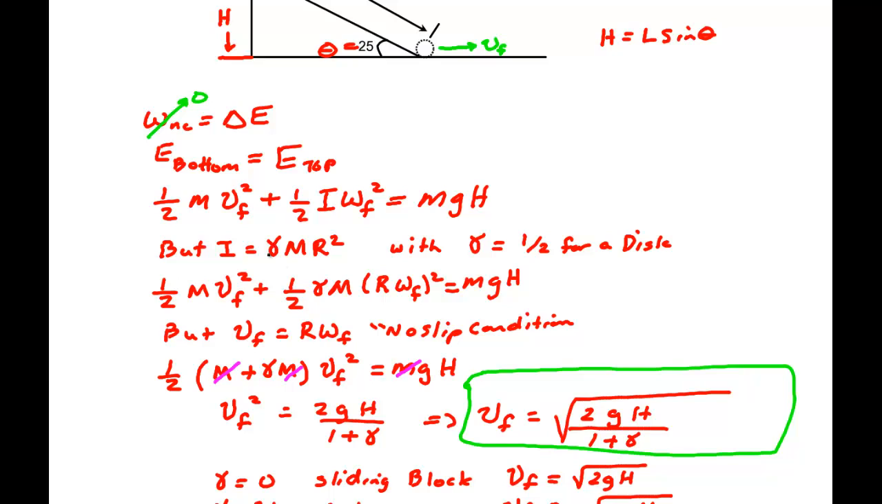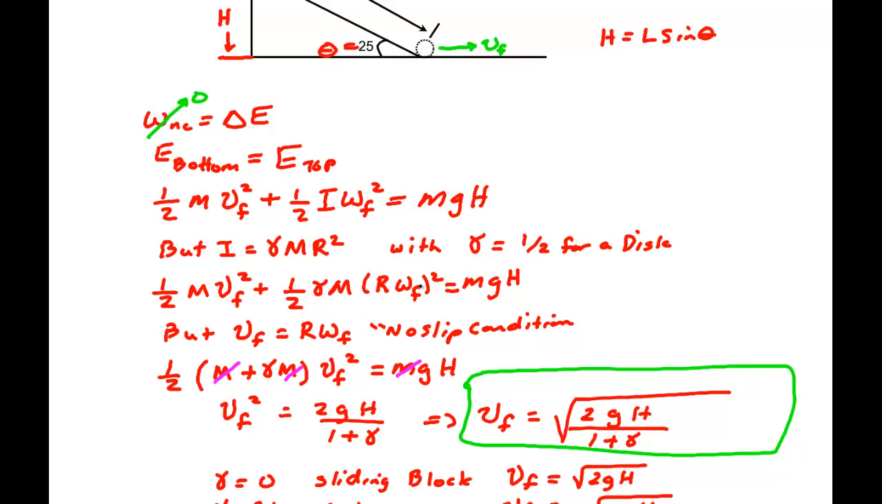The gamma factor is 1/2 for a disk. It is other values for the other objects: 0 for a sliding block because it has no rotation, 1/2 for the disk as said, 2/5 for a sphere, and 1 for a hoop. If you put that into this I, then you find you have gamma m.